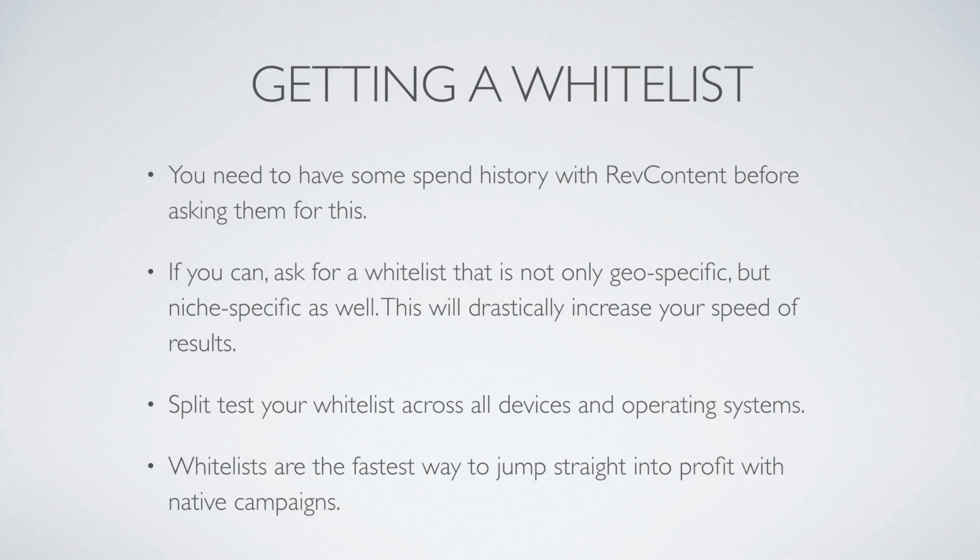Another example would be I was running a refinance campaign in 2017, and somebody gave me a whitelist for a refinance in the United States. I immediately plugged it in, and it started doing about $150 to $200 profit per day. Now, it did burn out pretty quickly, but this was due to the offer being paused and not because of the whitelist itself. So I still have that whitelist somewhere for the refinance niche. So every time I get a whitelist, I'm going to hold on to it because, once again, it's the fastest way to jump straight into profit with native campaigns.